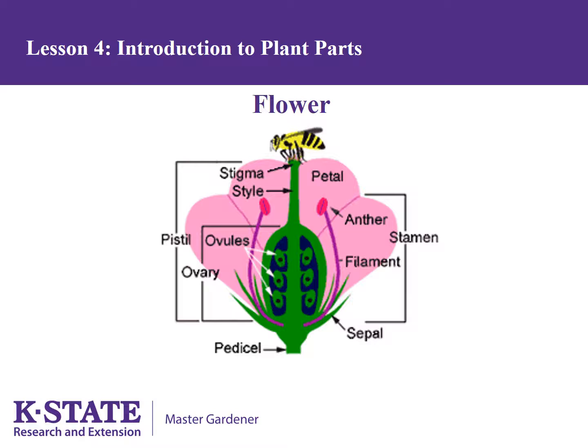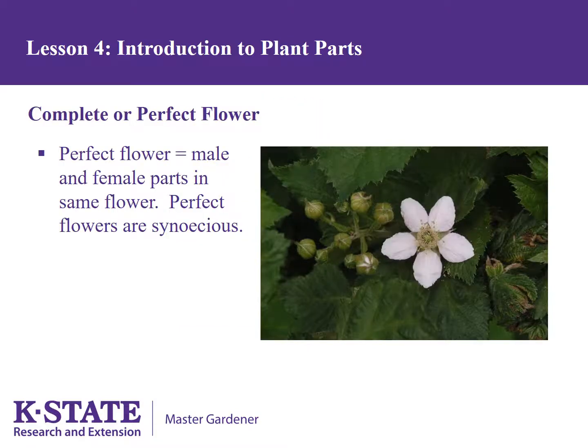However, not all plants have complete flowers. Some plants have male flowers that are separate from the female flowers. Let's start with perfect flowers. They are termed synoecious as they have both male and female parts in the same flower. Don't worry about remembering these special terms such as synoecious. We're including them in case you are curious or want to impress all your friends.